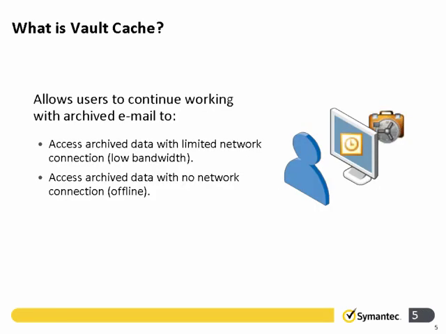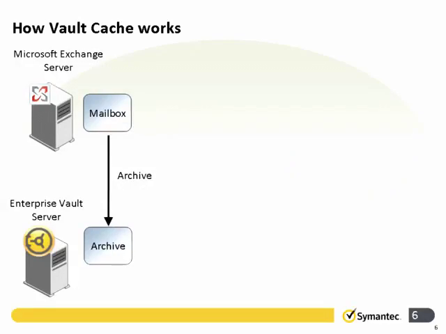Vault Cache allows the users to continue working with their archived email if I have no network connectivity, or maybe even in a scenario where I have low bandwidth. And therefore, it would be nice to have a copy of the archived mail on the local computer so I did not have to go across that low-speed connection to be retrieving items that have been archived. So we're going to look at how Vault Cache can help us in both of these types of scenarios. So how does Vault Cache work?